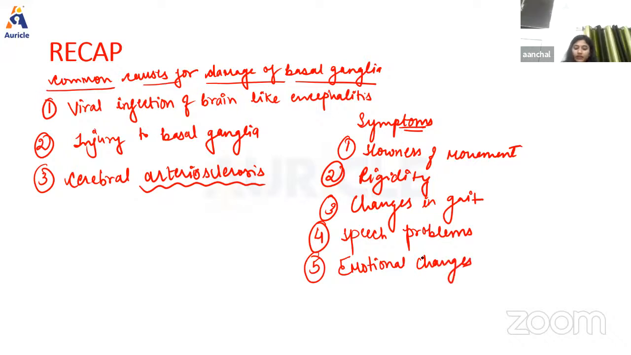So the person affected by Parkinson's disease may get upset emotionally very rapidly. Okay, so these are the emotional changes. These are the very common symptoms that you will find in the person who is suffering from this disease. Now coming to the treatment part.